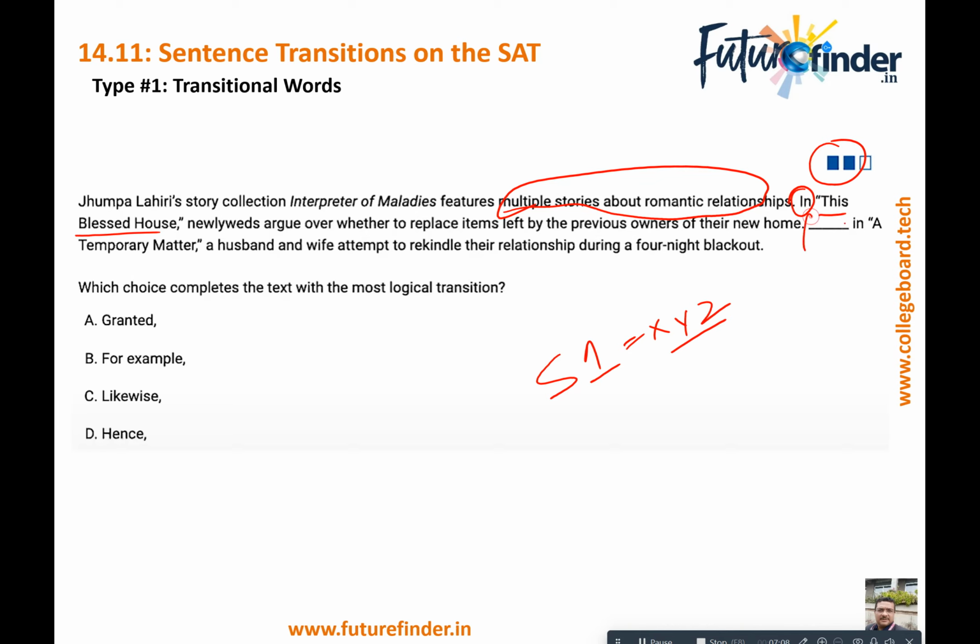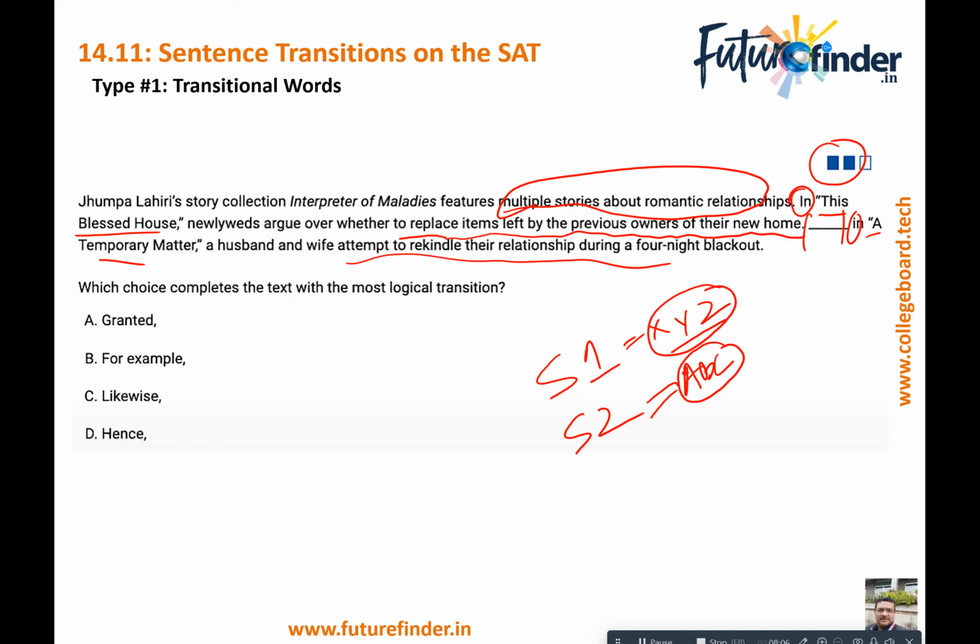And then there is a transition to story 2. A Temporary Matter. This is story 2. A husband and wife attempt to rekindle their relationship during a four-night blackout. So in story 2, ABC is happening. We need to find out whether ABC and XYZ are contrasting to each other, or what is happening. We are comparing what is happening in story 1 and story 2, so probably we are looking at a comparative relationship.